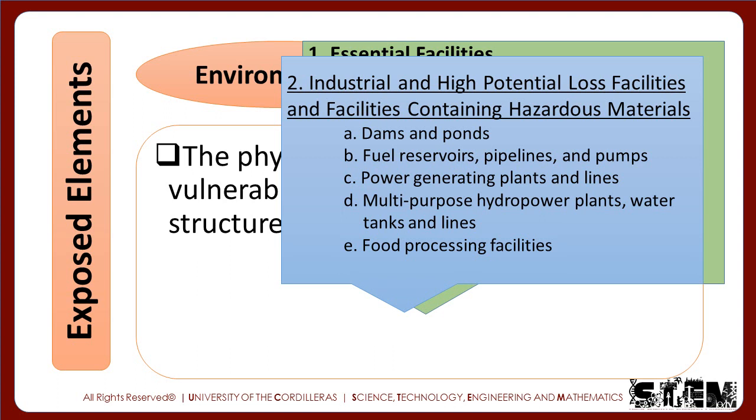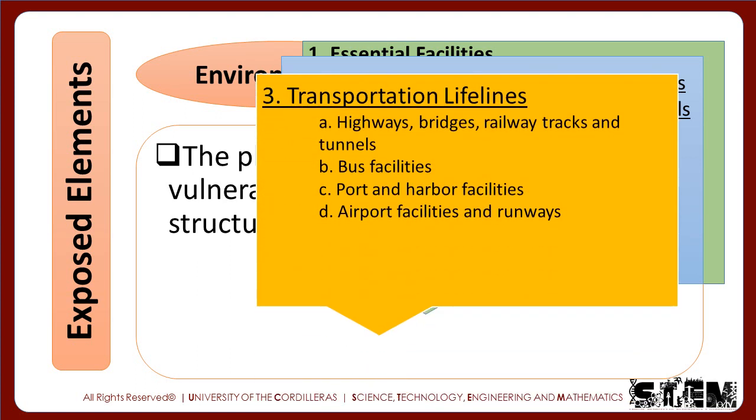We also have here fuel reservoirs like gasoline stations, power generating plants as well, multi-purpose hydropower plants, and food processing facilities like factories. For number three, it is also possible that the transportation lifelines may be exposed, like highways, bridges, railway tracks, tunnels, bus facilities, port and harbor facilities, airport facilities, and runways.